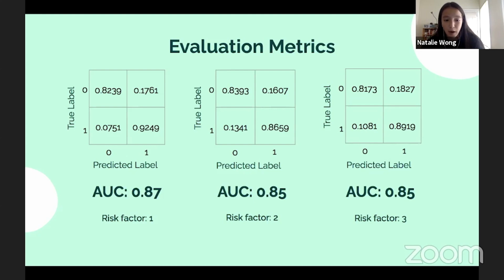In the same way, the bottom row contains people who are positive for the risk factor, and each box in that row contains the percentage that were classified as that out of the total number of positive people. A perfect model would have ones in the top left and bottom right, and zeros in the top right and bottom left. And as you can see, all three models had AUCs of 0.85 or higher, which is quite good.